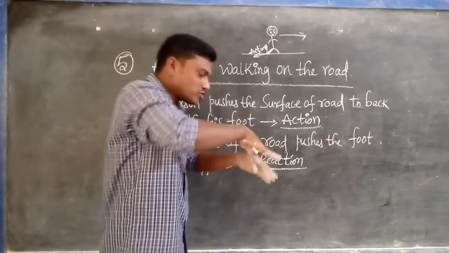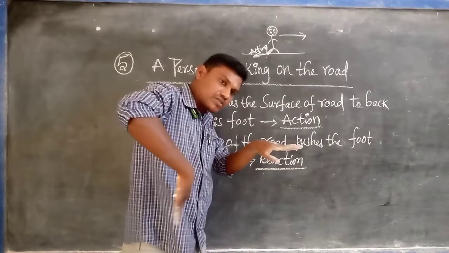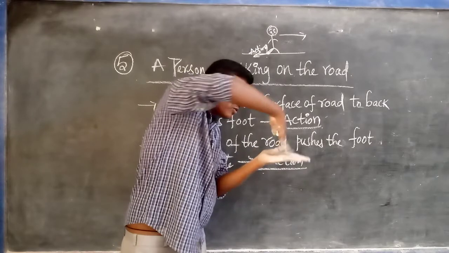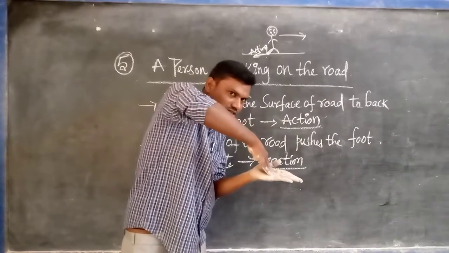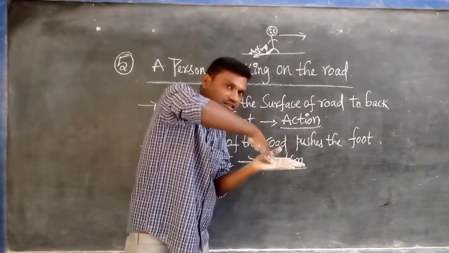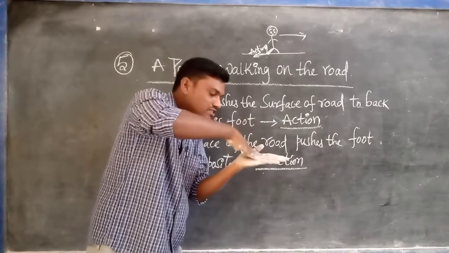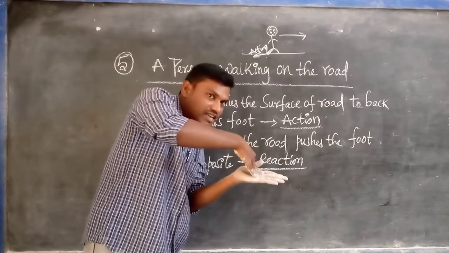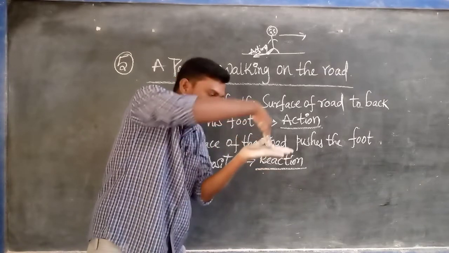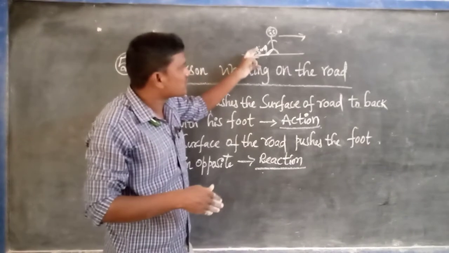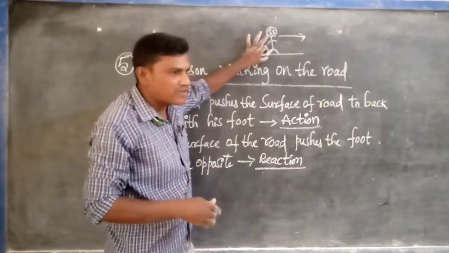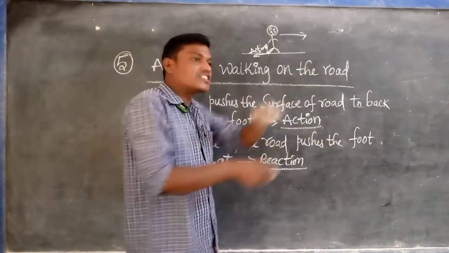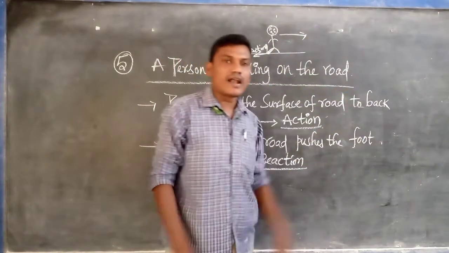Means during that motion, our leg will move down. So you apply some force or pressure on the surface of the road or ground. That's why with the help of the foot we apply some force in the downward or backward direction. In the backward, that is the action, and this hard surface applies the same amount of force on your foot in the opposite direction, that is called reaction.